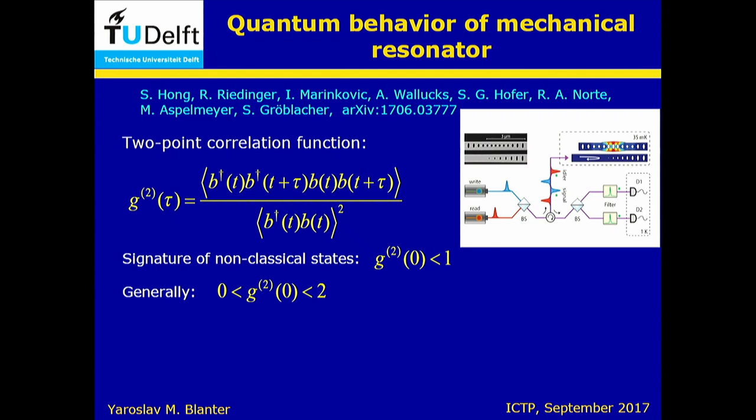And there is a statement which is known from quantum optics. I'm not going to derive it. If you take that at time 0, so time delay is 0, so all those things are at the same time, then if this correlation function at time 0 happens to be below 1, then you are surely in the quantum state, in a non-classical state. And they have measured that.